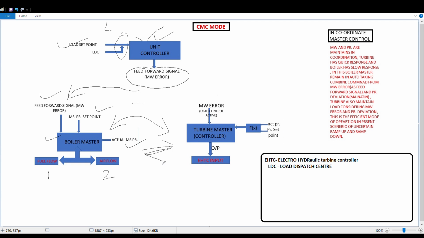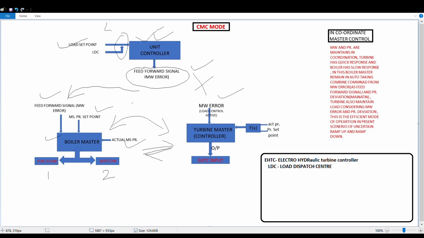This megawatt error is not the feed forward signal we got here. This megawatt error is the difference between the actual load and the load set point.